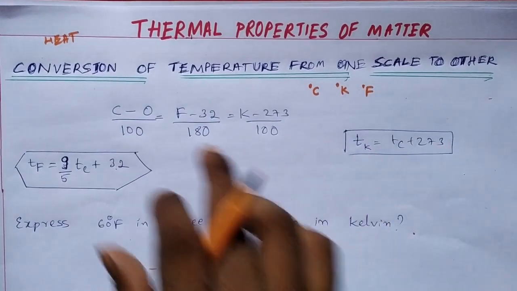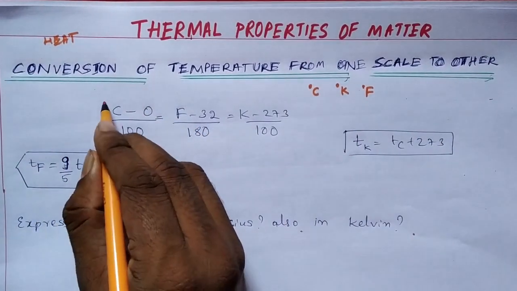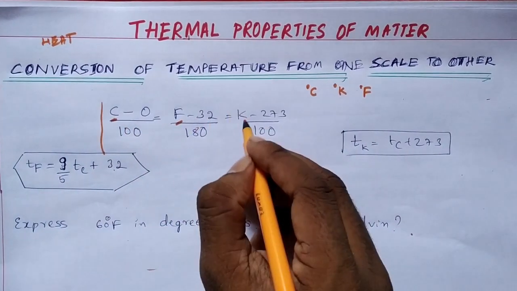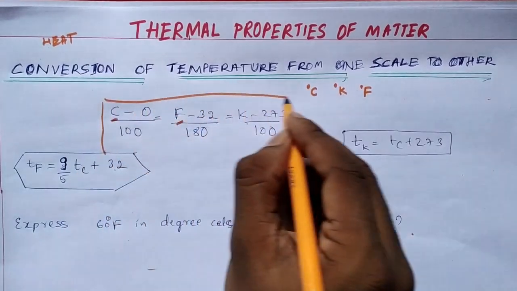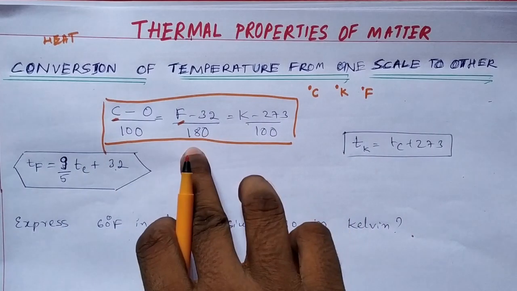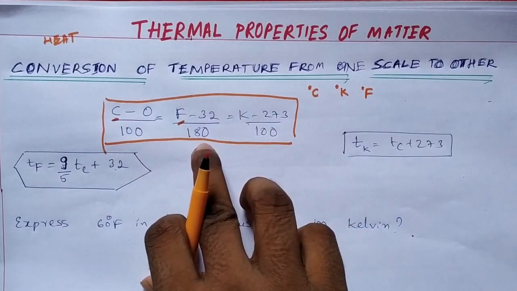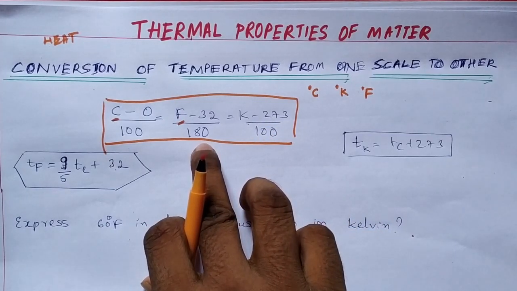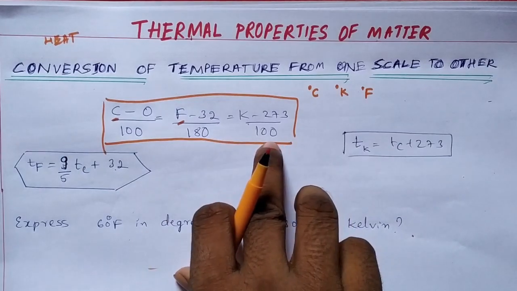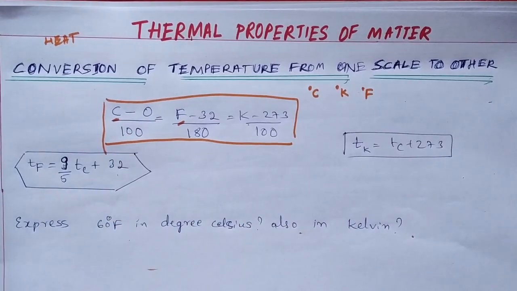Okay, see, first of all we will see conversion of temperature from one scale to another scale. We have (C minus 0) divided by 100. C refers to degree Celsius, F refers to Fahrenheit, and K refers to Kelvin scale. This will be (C minus 0) divided by 100, (F minus 32) divided by 180, and (K minus 273) divided by 100. This is because from freezing point to boiling point, the Fahrenheit scale is divided into 180 parts, whereas the Kelvin scale is divided into 100 and the degree Celsius scale is divided into 100 parts.